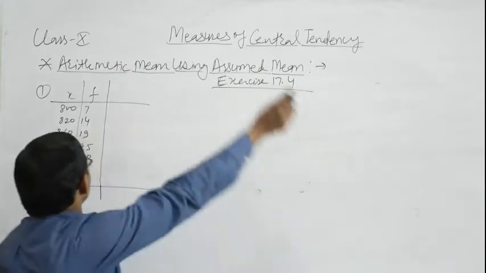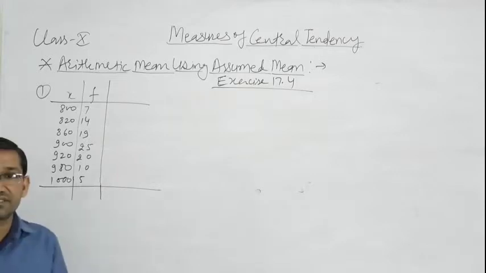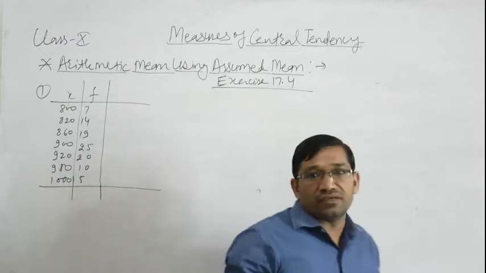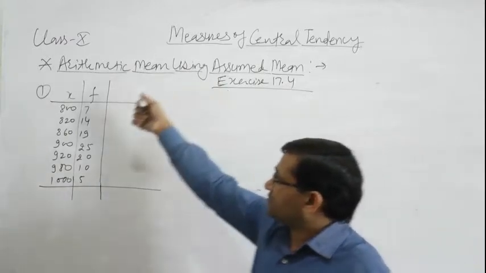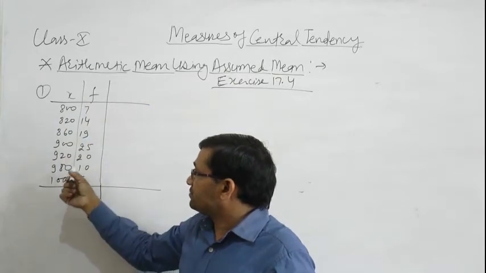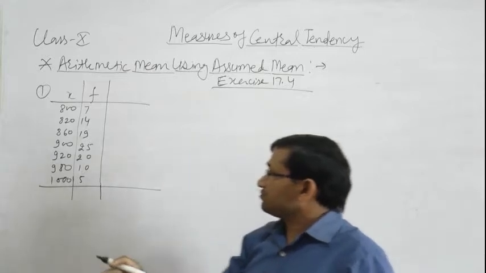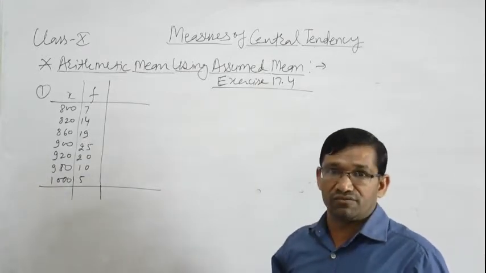Okay, in this question we have x, it means observations, and their frequencies are given. So first we assume any value of observations. We can assume any value of observations, but we assume the middle value for easy calculation.